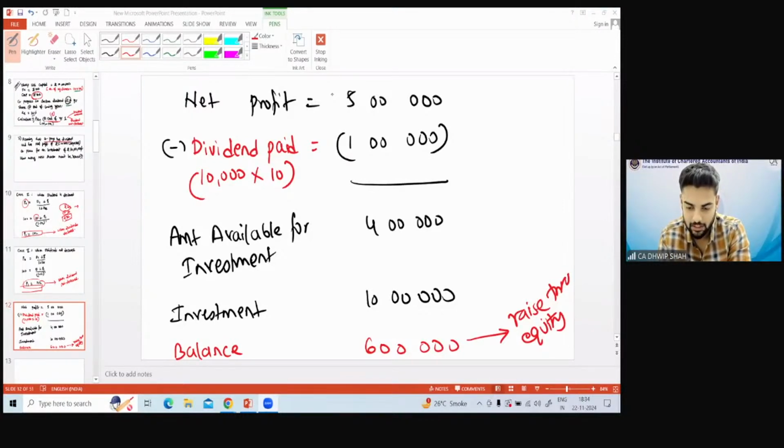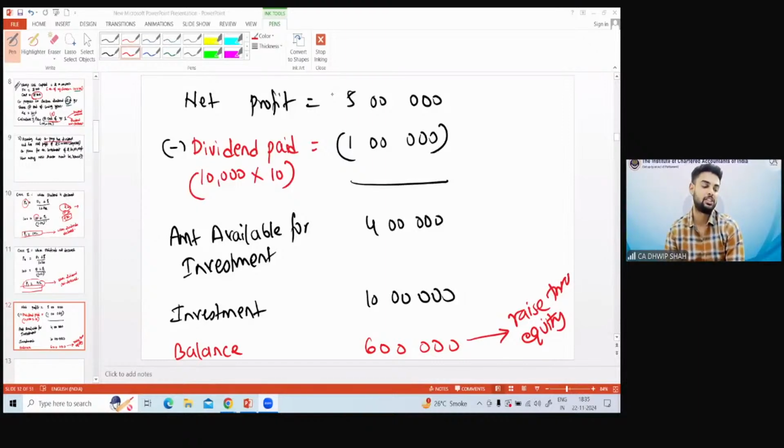What is the default assumption? See, this is the expected profit in the coming year and the expected investment in the coming year. This is what the question mentions. Are you getting this? Future की बात चल रही है.